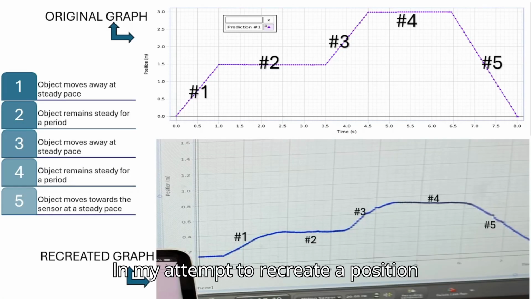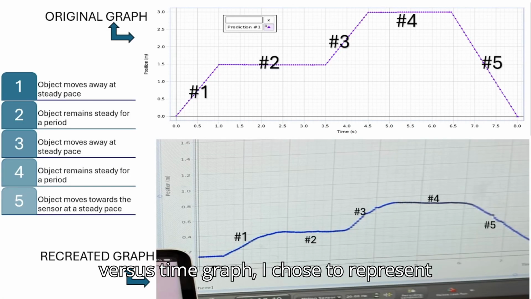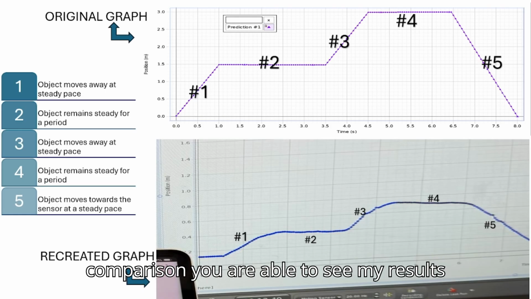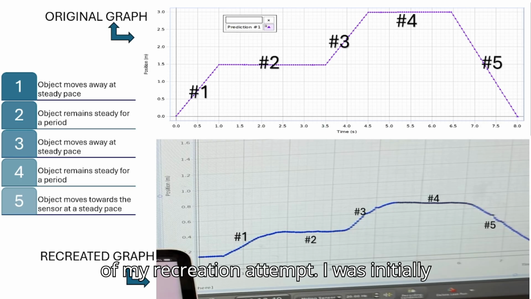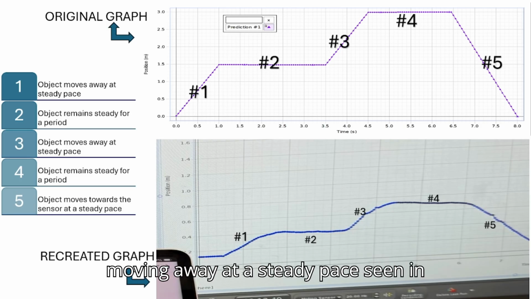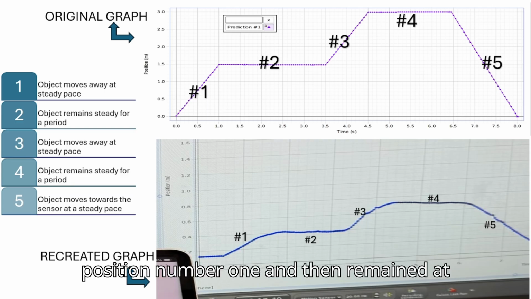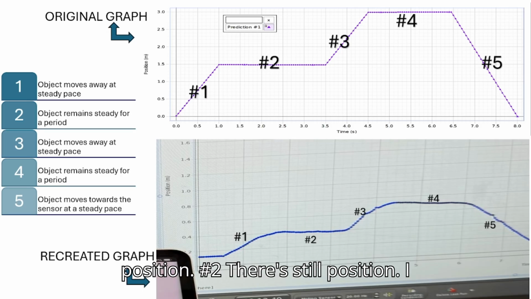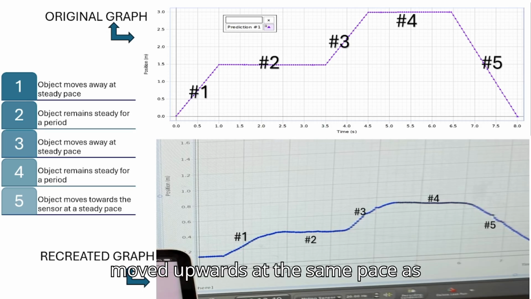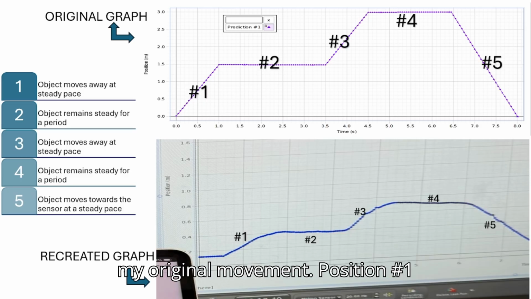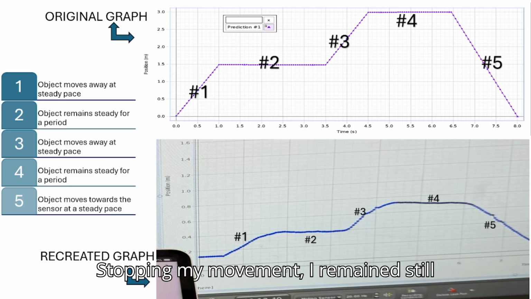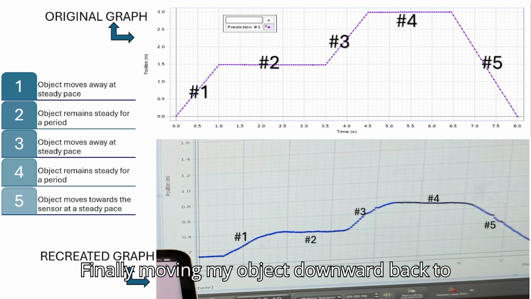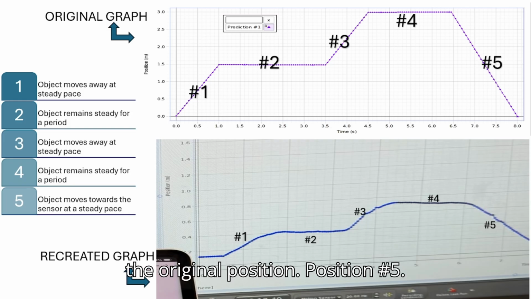In my attempt to recreate a position versus time graph, I chose to represent graph number 1, purple. In this side-by-side comparison, you are able to see my results of my recreation attempt. I was initially as close to the sensor as possible, moving away at a steady pace, seen in position number 1. I then remained at this distance for a short period. From position number 2, this still position, I moved upwards at the same pace as my original movement, position number 3. Stopping my movement, I remained still for a period once again, position number 4. Finally moving my object downward back to the original position, position number 5.